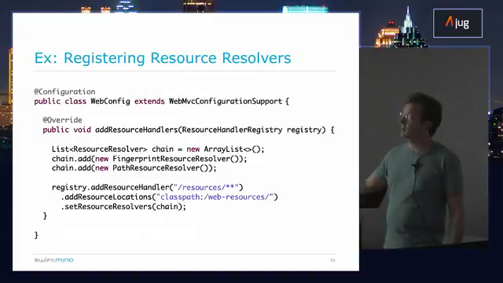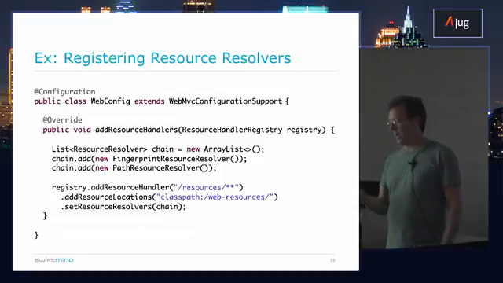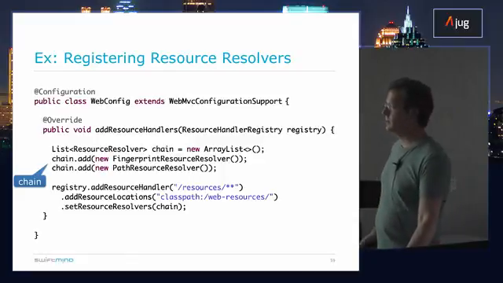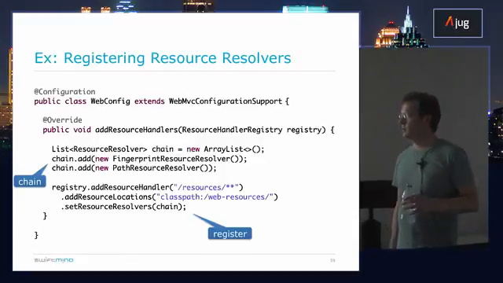Own, or you can use some of the 4 that come out of the box. And as I mentioned before, the path resource resolver should be the last in the chain. So again, create the chain, order matters here with this list, and then just register the chain with your resource handler.